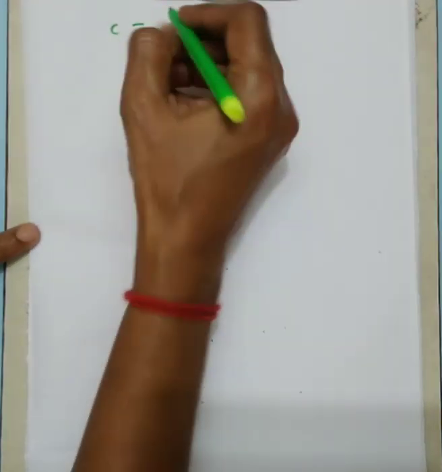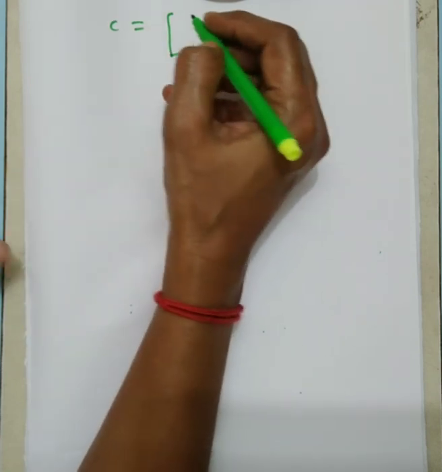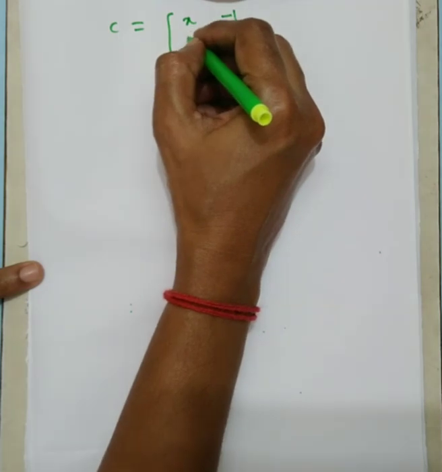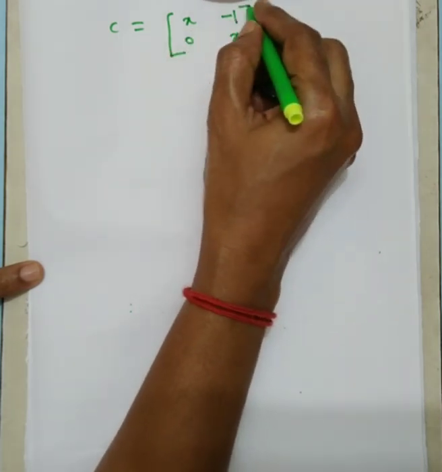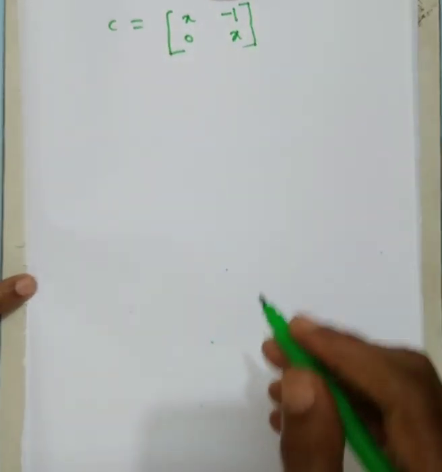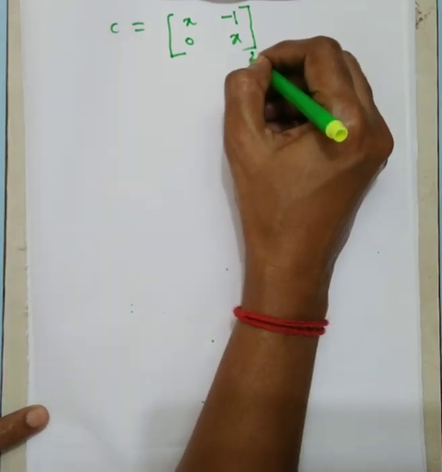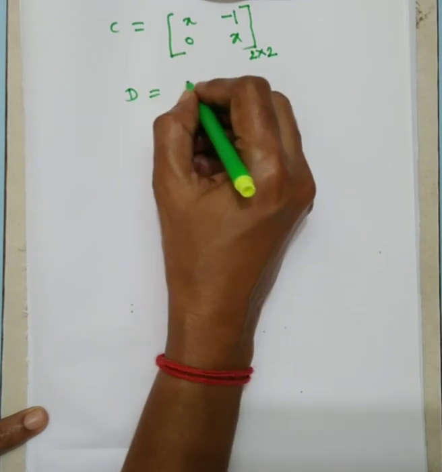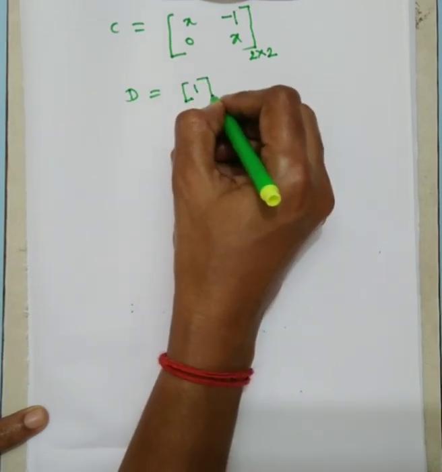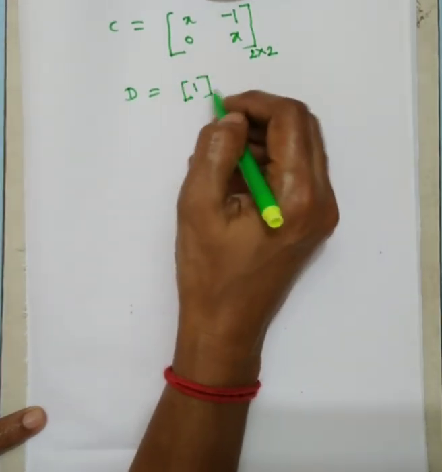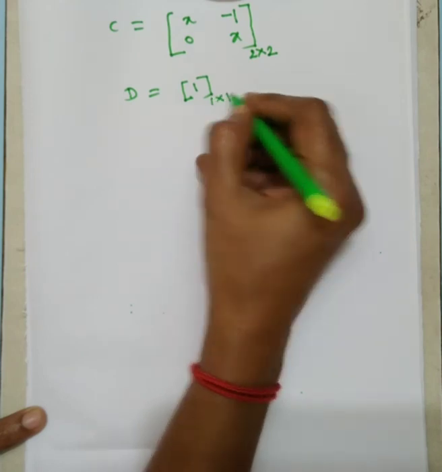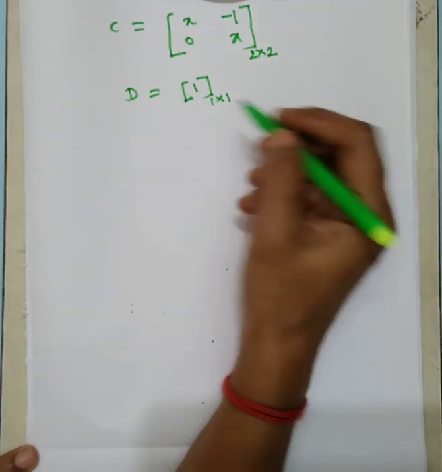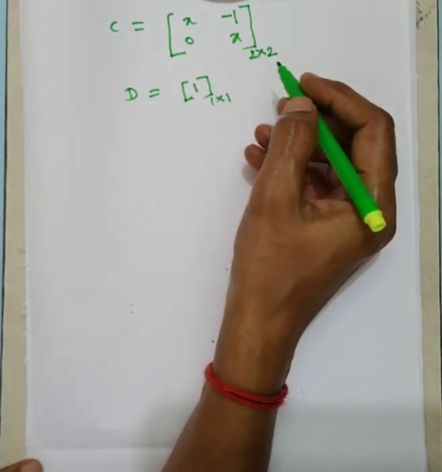Matrix C here has x minus 1, 0 and x. So the order of this matrix is 2 by 2. Now let us take one more example. Suppose only one element is there, then the order of this matrix is 1 by 1, because only one row and one column is there. So this is the order of the matrix.